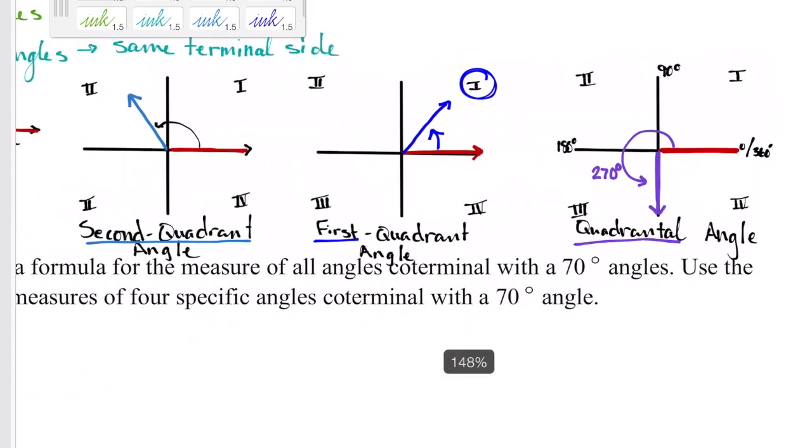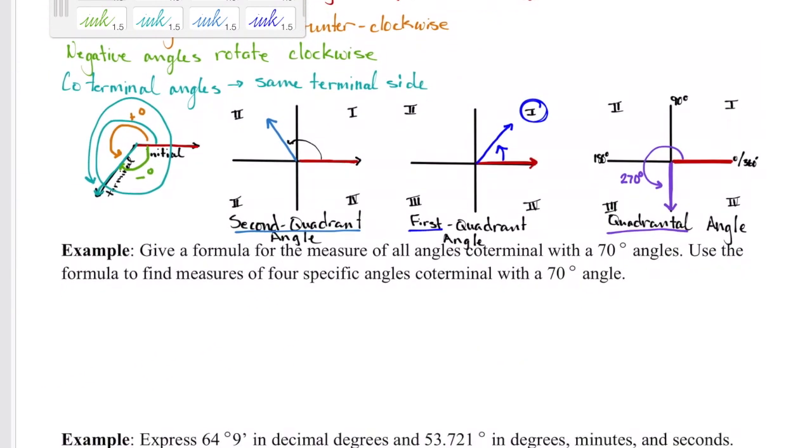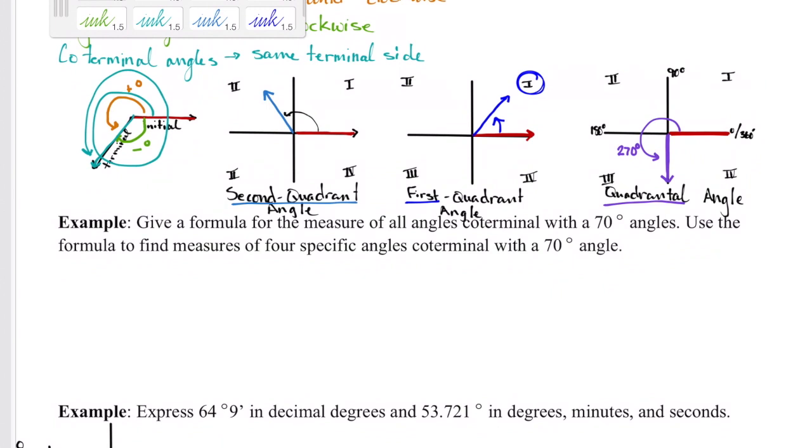All right, so now that we've gone a little bit into some of the background, we can go to our first example. It wants a formula for the measure of all the angles that are coterminal with 70-degree angles. And then they want us to use that formula to find the measures of 4 specific angles that are coterminal with a 70-degree angle. So we can find any of the angles that we want.